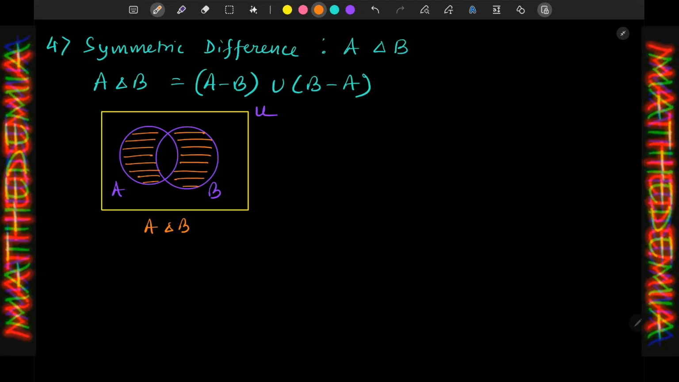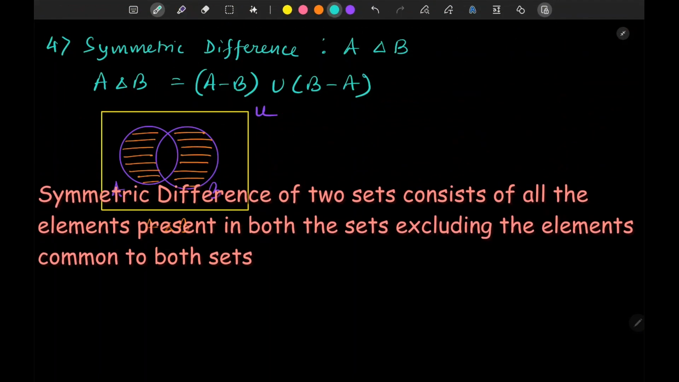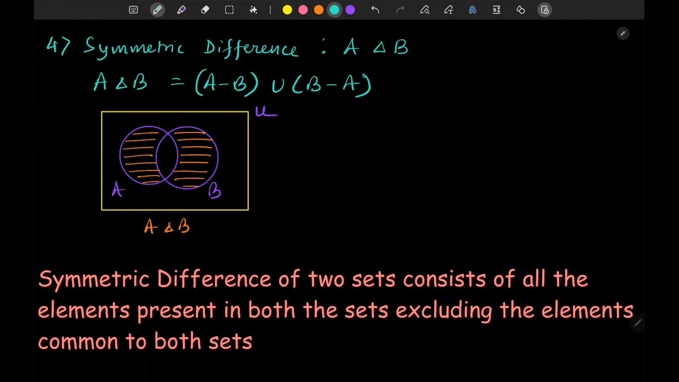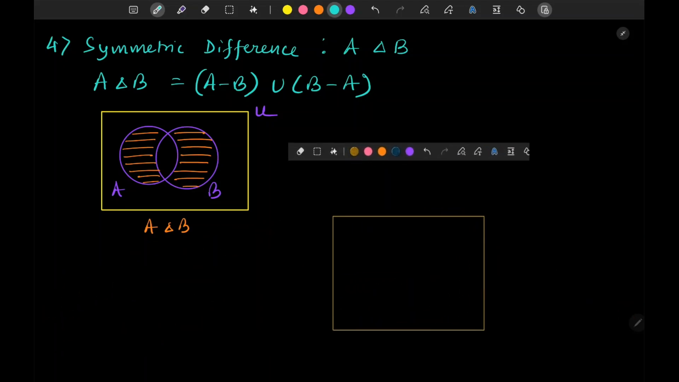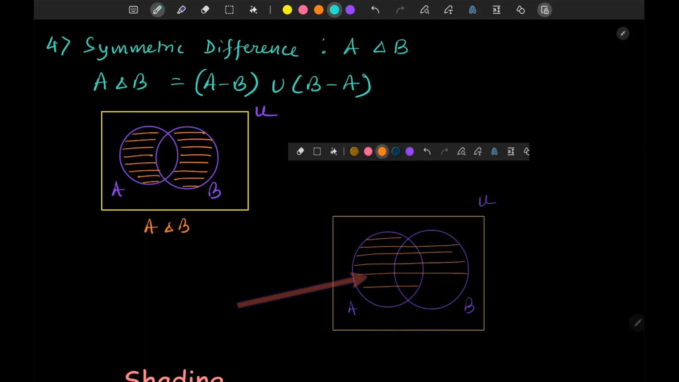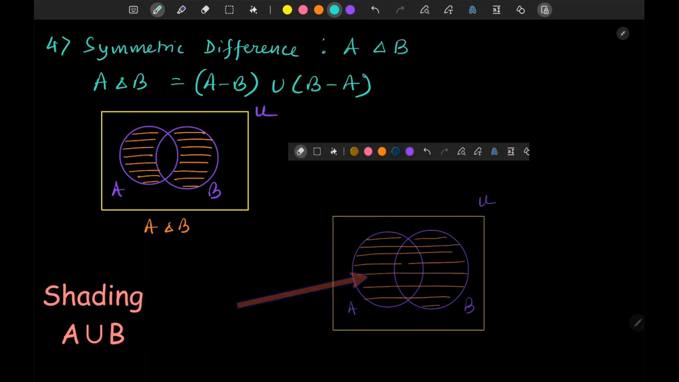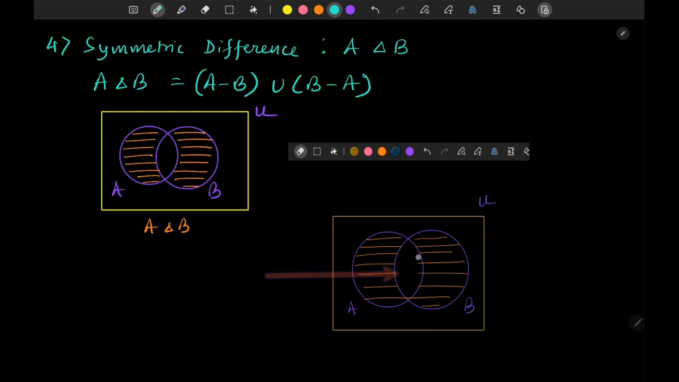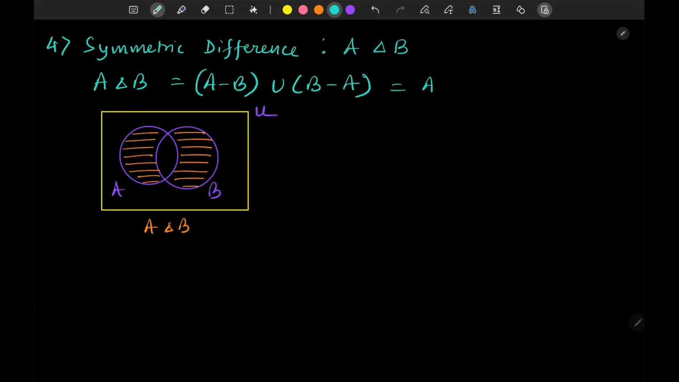From the Venn diagram, it is clear that the symmetric difference of two sets can also be expressed as the difference between the set of A union B and the set A intersection B. Since from the region of A union B, if we take out the region of A intersection B, the remaining portion describes the set of A symmetric difference B. Hence, A delta B can also be expressed as A union B minus A intersection B.